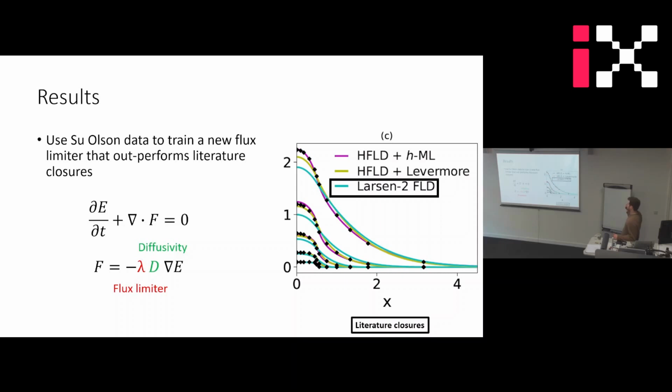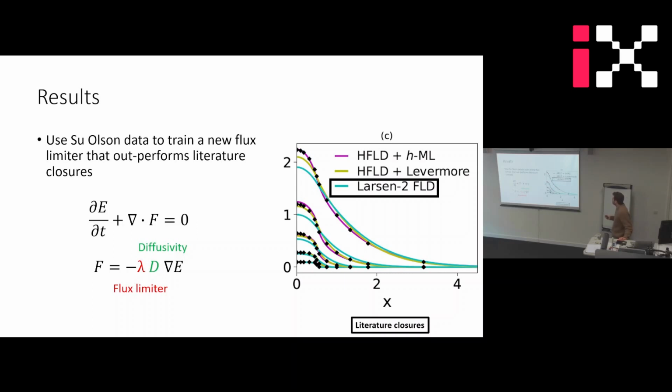And the best literature closure is this Larsen P2 flux-limited diffusion. You can see it does okay towards the beginning, but towards the later times when it's at the peak of this emission in the middle, it really dips and doesn't do a very good job of describing it. And this is what's used in most radiation hydrodynamics codes, this Larsen flux-limited diffusion. So it can't do this simple test problem, which is quite concerning. So can we do better? Can we train a better flux limiter? So we've got two different models here.